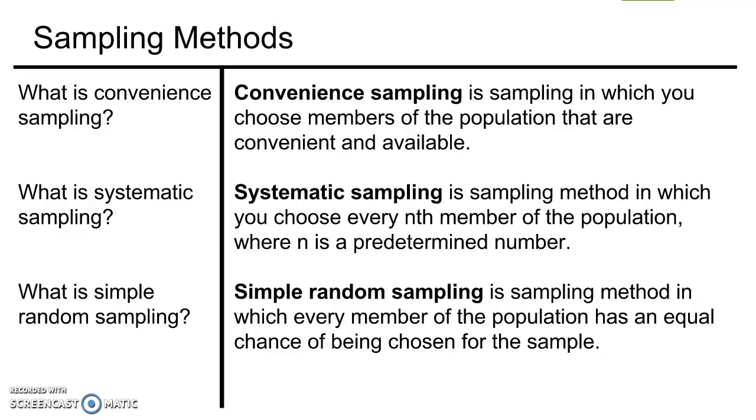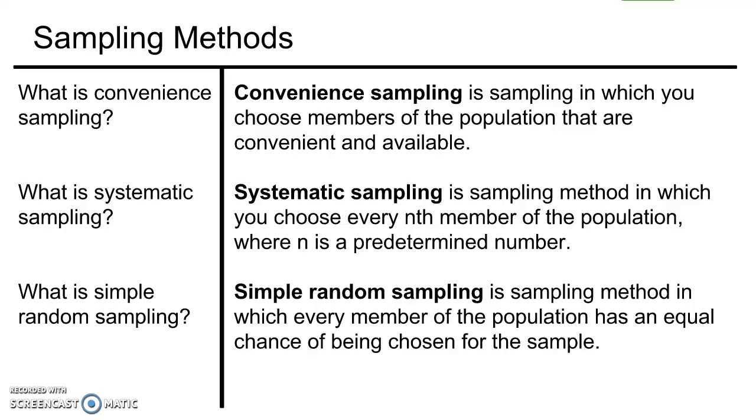We have convenient sampling, systematic sampling, and simple random sampling. In convenient sampling, we choose the members of the population that are convenient and available. So if I just surveyed the first 20 people I saw, that would be a convenient sample.